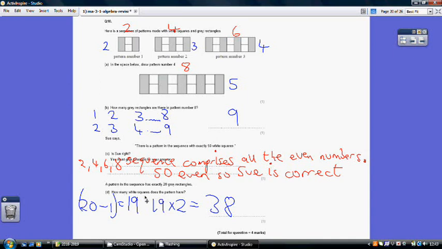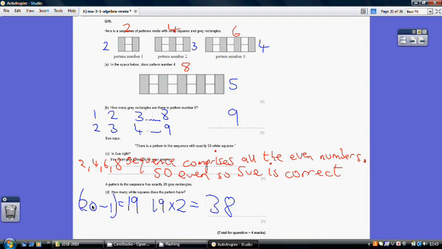Now, part D, a pattern in the sequence has exactly 20 grey rectangles. How many white squares does the pattern have? If it's got 20 grey rectangles, then we know that it must be pattern number 19, because we've said the pattern number is 1 less than the number of grey tiles. So pattern number 19. Now how do we work out the white tiles? Well, we multiply the pattern number by 2. So 19 times 2 equals 38.